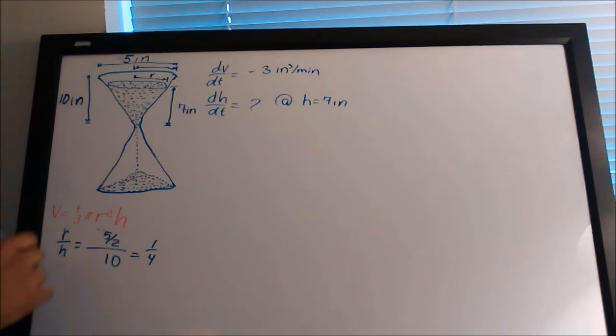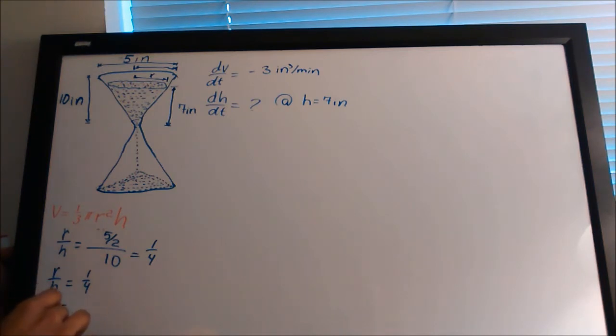Alright, so I'm going to go ahead and solve for r from this equation. Let me just rewrite this: r over h equals 1/4, therefore r will be 1/4 of the height. Okay?